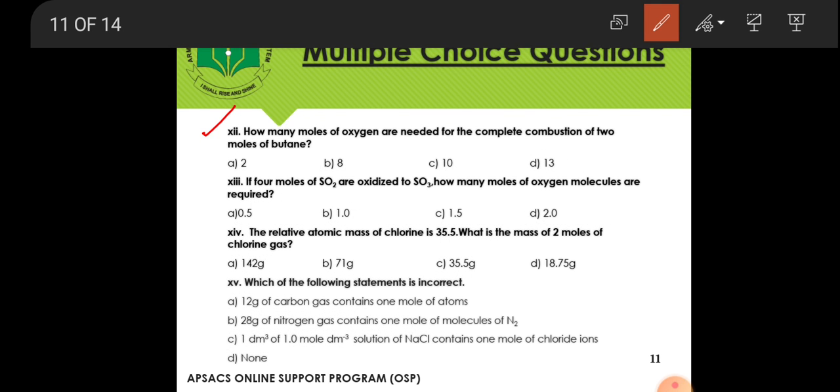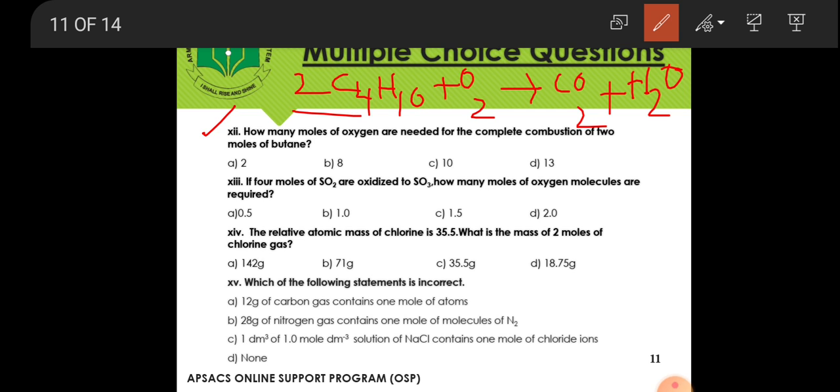Question number 12. How many moles of oxygen are needed for the complete combustion of 2 moles of butane? Yes students, the formula of butane is C4H10. We have 2 moles of butane. So how much oxygen is required? Obviously, when butane is burnt in the presence of oxygen, carbon dioxide and water are produced. So let's balance. 4 twos are 8 carbons are present. How many hydrogen are present? 2 multiplied by 10, so 20 hydrogen atoms are present. So 10 multiplied by 2.